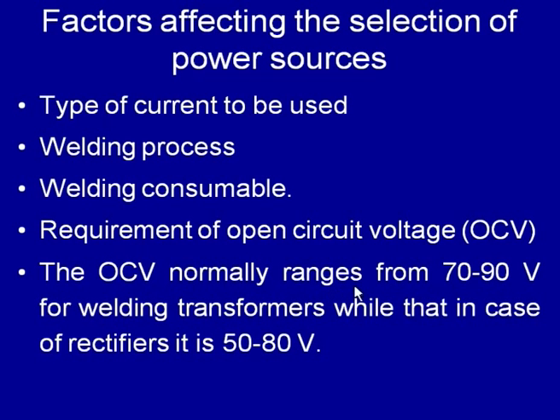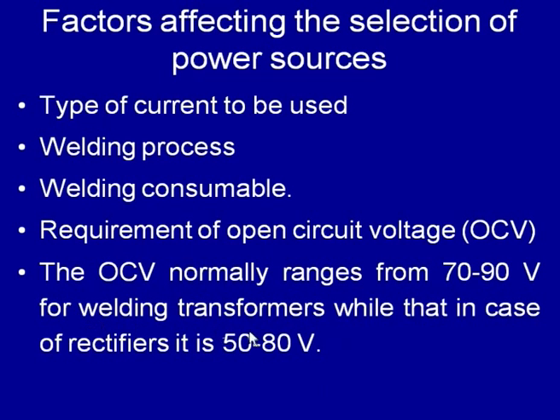So, the OCV generally ranges from 70 to 90 volts for welding transformers, while in the case of rectifiers it is lower, because rectifiers supply DC current, where the magnitude and the direction of the current flow remain constant, and that is why we do not require a very high open circuit voltage to have a smooth and stable arc and to reignite it when it is extinguished.